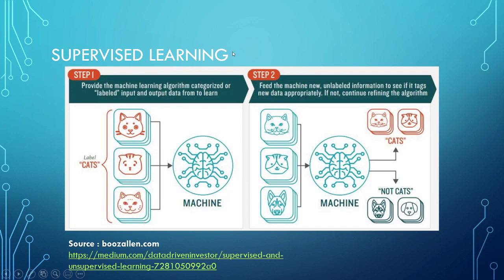So supervised learning, again, is labeled data. You can see here it understands that this input is cats. It processes that, and then it takes the unlabeled input, processes that, and tries to categorize it into one or the other. So these are cats, these are not cats. It understands that because you have data that was labeled as an input for it to learn from.